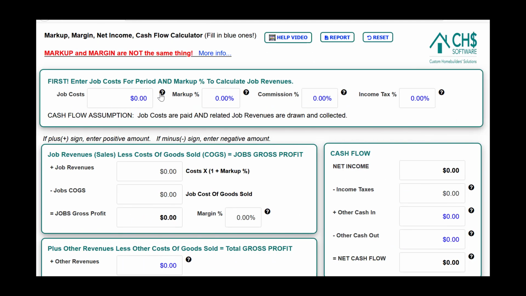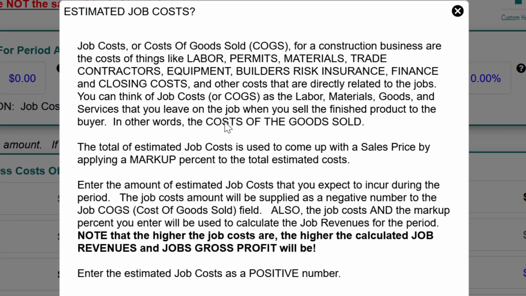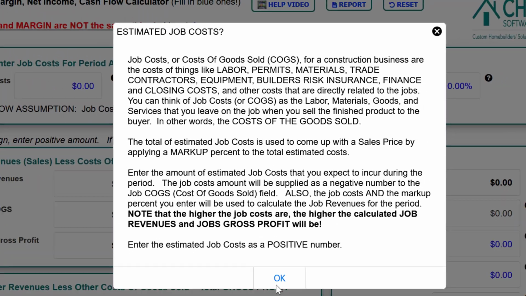You can see here that there are little question mark buttons that you can click on for more information about what you're about to do in a field near it. For example, here's the one for job costs, and here's the stuff that I just told you about, various things with some additional information, and what kind of number you might be wanting to put in that field.